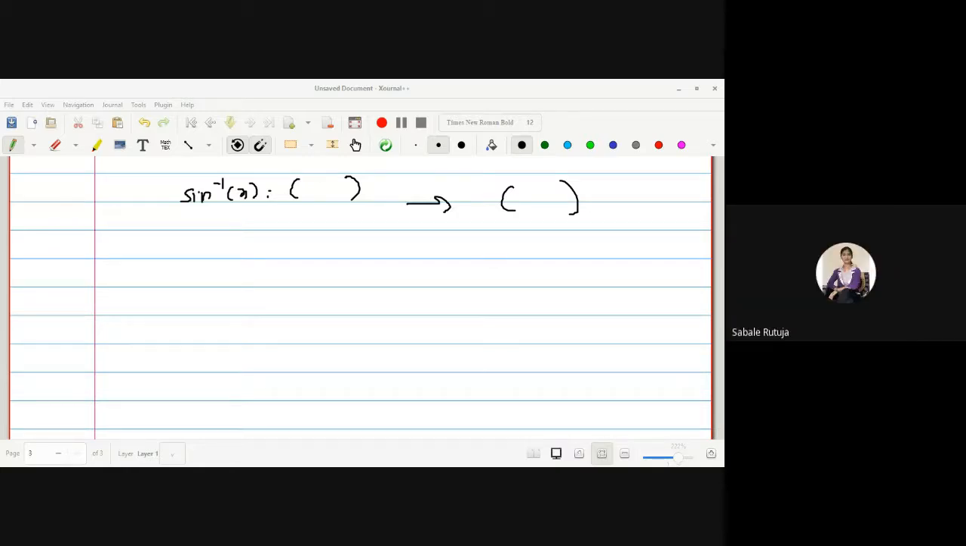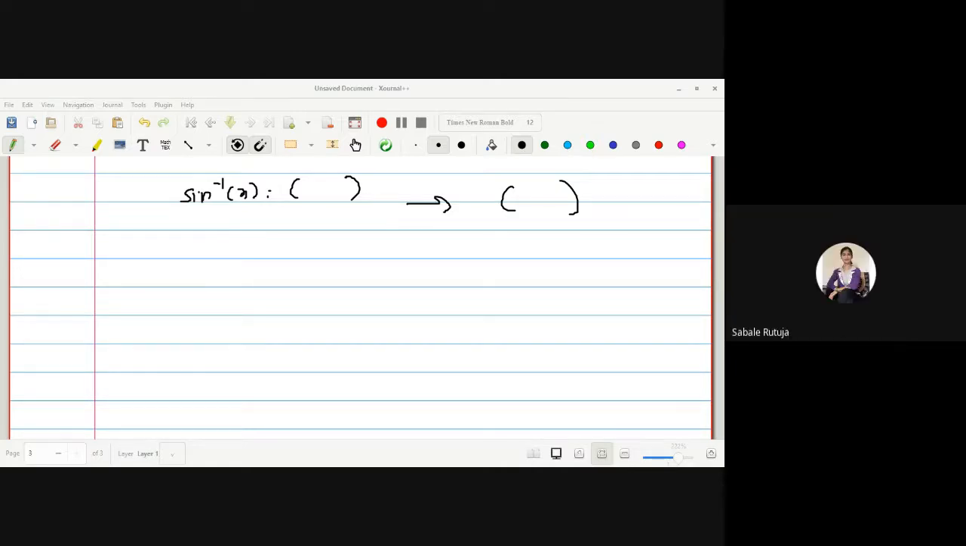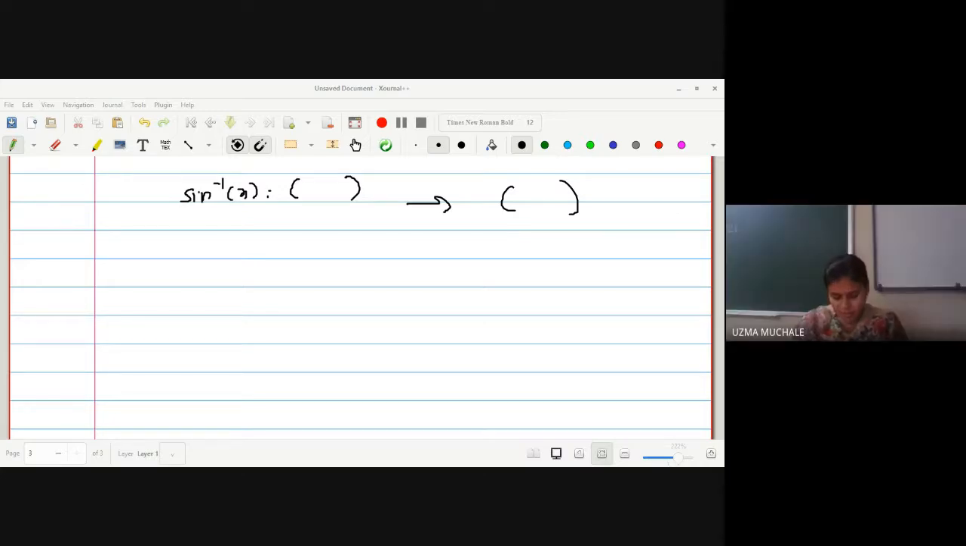No, ma'am. We must know what the domain and codomain are for the sine inverse function. And there is even no need to go for the domain and codomain. If we know the graph of sine inverse, we can directly say whether it is continuous or not. Whether you know the graph of sine inverse, whether it is continuous, because we have to check whether the inverse function is continuous.